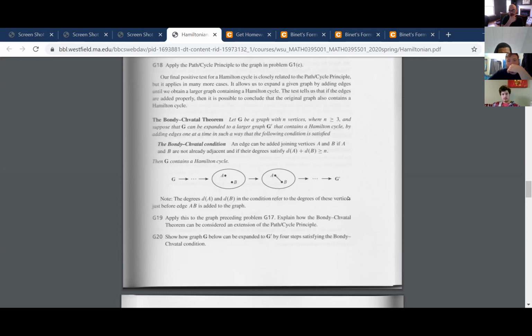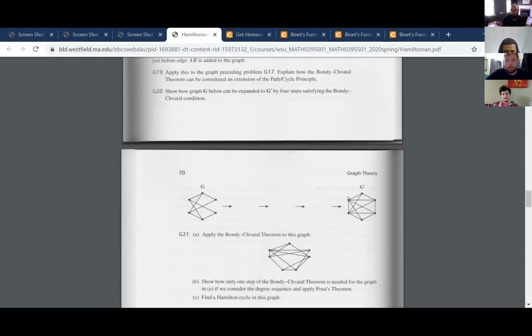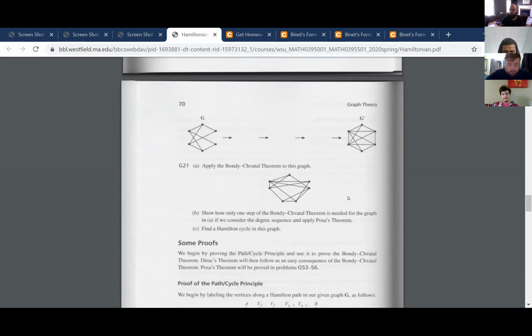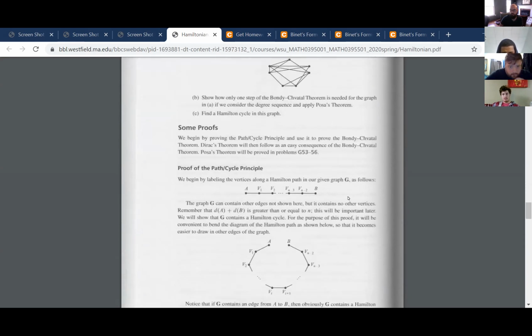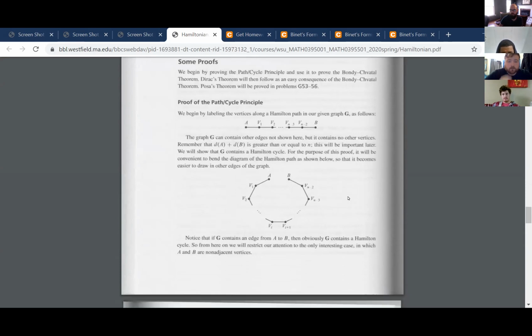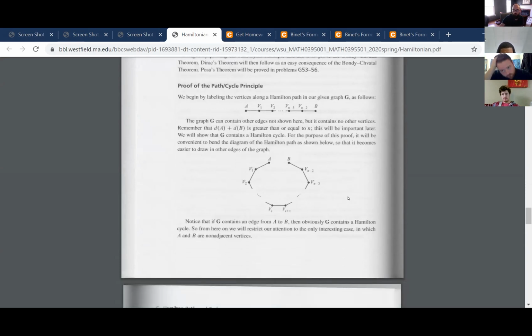Okay, let's go do some of the questions. What we're going to do with that path cycle principle is try to figure out, if we have a Hamiltonian path, how do we prove that we can find a Hamiltonian cycle? So we're going to list our vertices out. A is our starting point, B is the ending point, and you label the vertices along the way with what step they are. The first step away from A is V1, the second step away from A is V2.